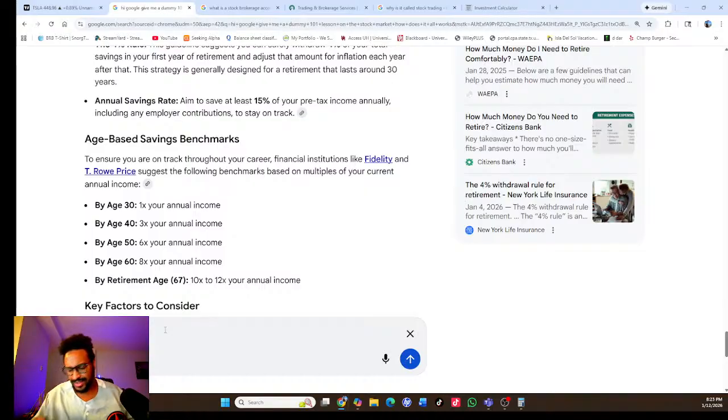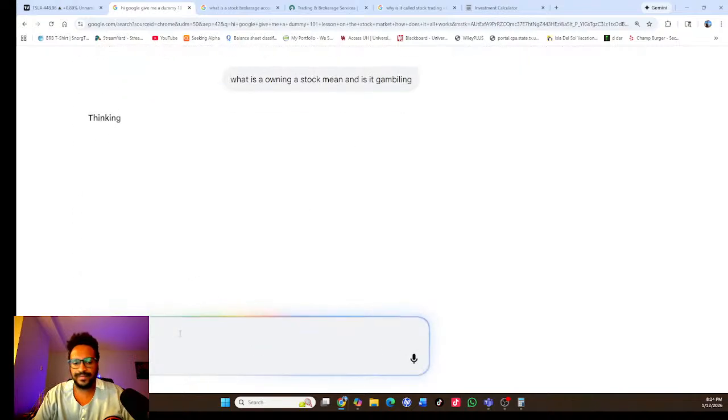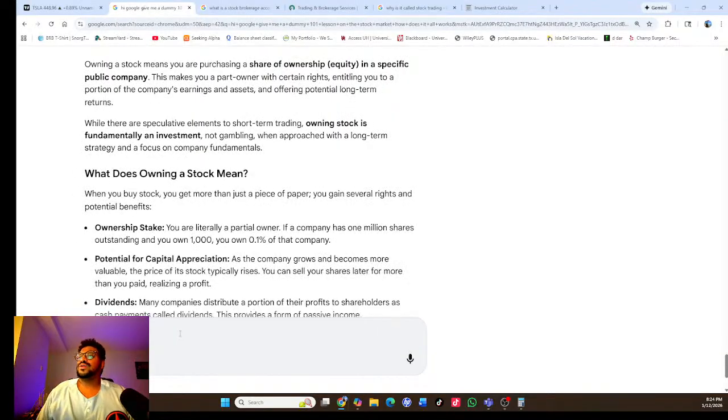So it's not gambling because it's owning legitimate companies. What does owning a stock mean? And is it gambling? Owning a stock means you are purchasing a share of ownership in a specific company. This makes you a part owner.